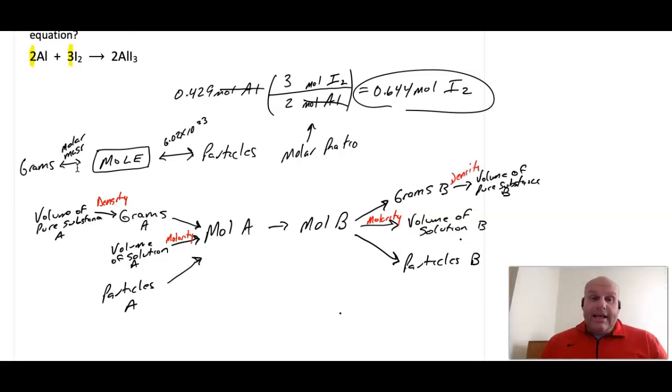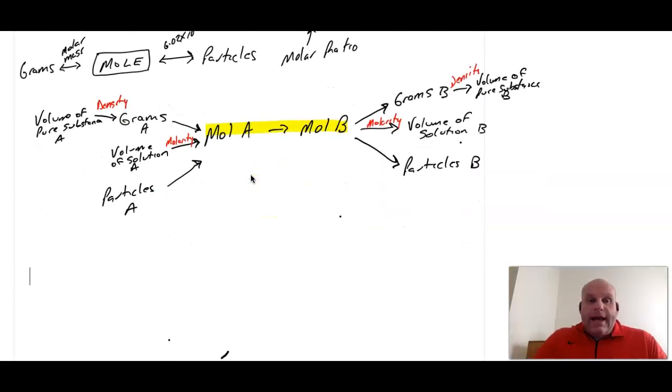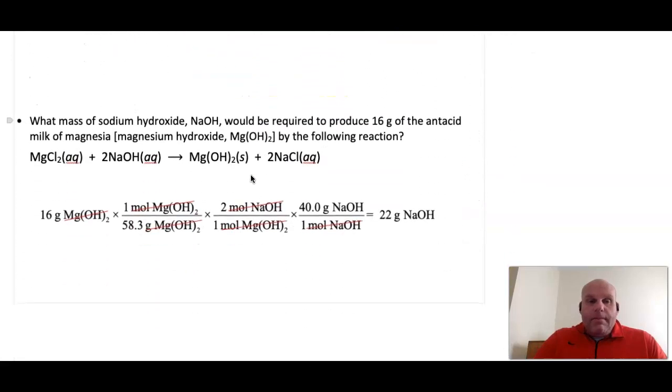So as you can see here, I have lots of possibilities of conversion problems and reaction stoichiometry that I can do here. But I want to reiterate, the only new step in this process is this conversion, this molar ratio, this stoichiometric relationship, which allows me with a balanced equation to use the coefficients to go from one substance to another substance. Let's take a look here at a practice problem, an example problem.